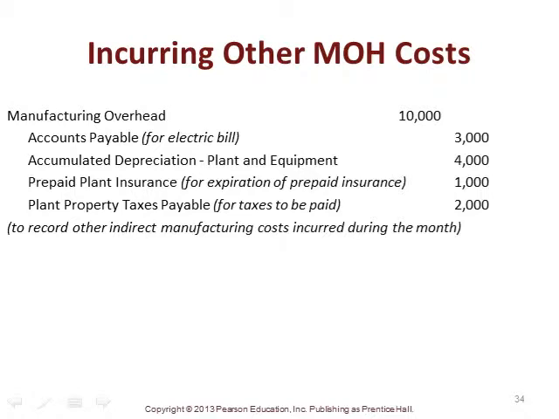And then this illustrates accumulating or incurring other manufacturing overhead costs, and it gives you some examples: the electric bill, depreciation on the plant and equipment, prepaid plant insurance, or property taxes payable. All of those are credits, and they're all being accumulated and housed in this manufacturing overhead account pending the allocation of it out over the allocation base.